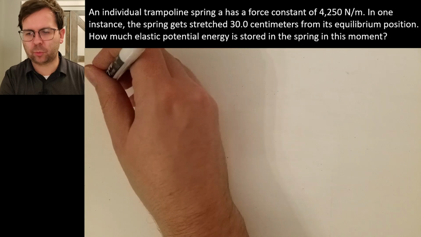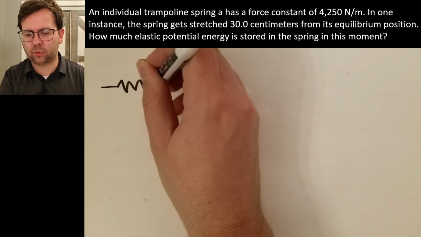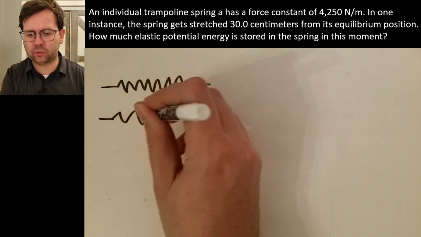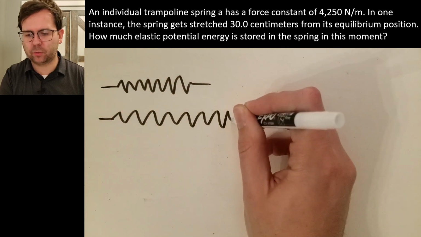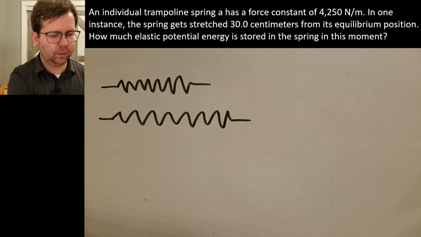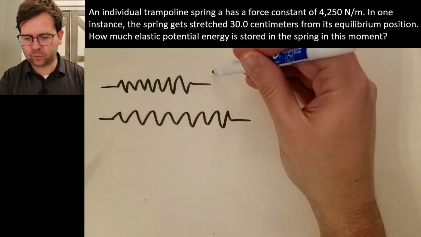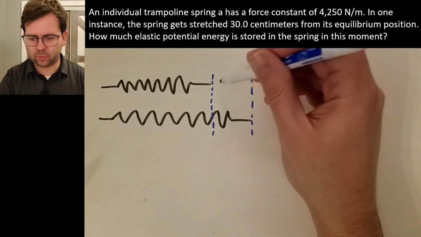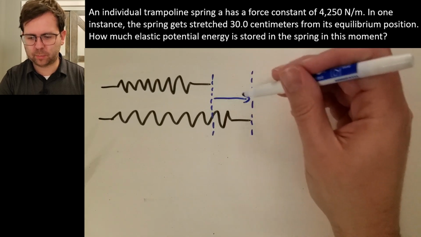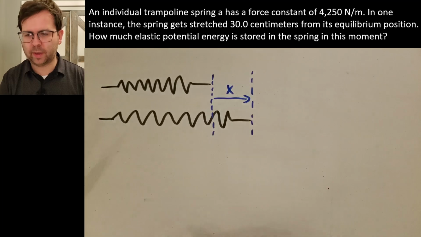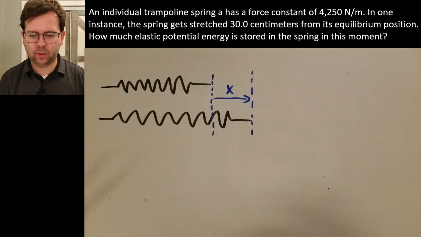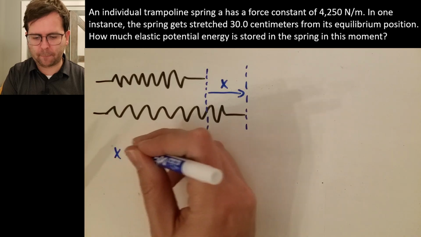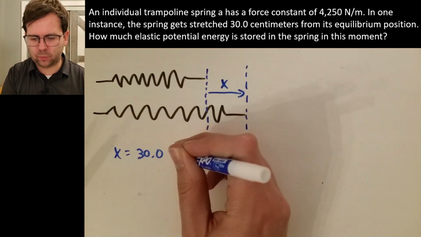So let's say we have our spring here, this is its equilibrium position, and then that spring gets stretched beyond its normal equilibrium. I like to draw the picture like this to show this is where it was and this is where it is now. And so there's a stretch that happens here. We'll call that x for the distance. And we know that that distance is 30.0 centimeters.